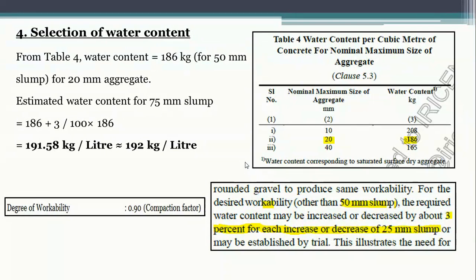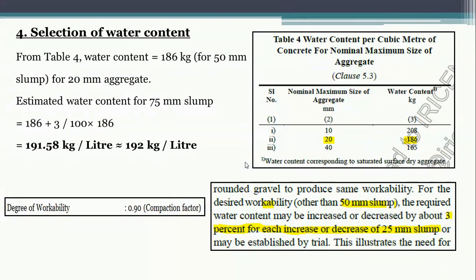Table 4, for maximum size 20 mm, the water content is 186. This is for 50 mm slump, but we want 75 mm slump. For every 25 mm increase in slump, we have to increase the water content by 3%. I have highlighted this in the code book also. For a 25 mm increase in slump, you have to increase the water content by 3%.